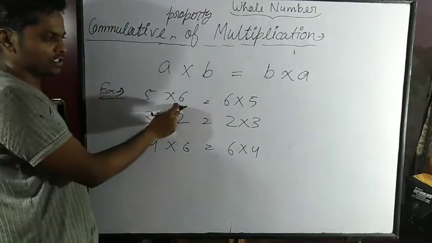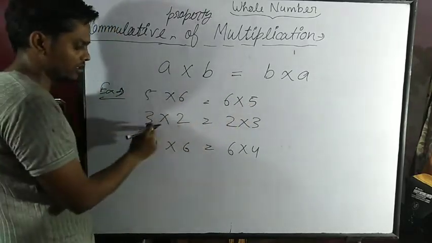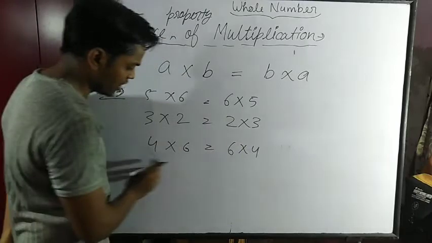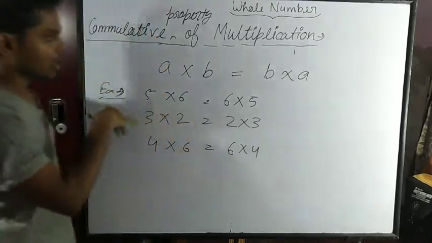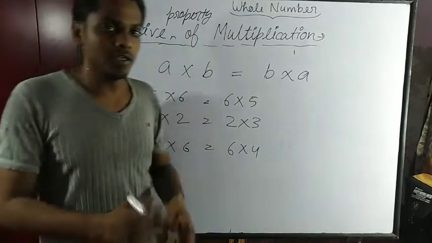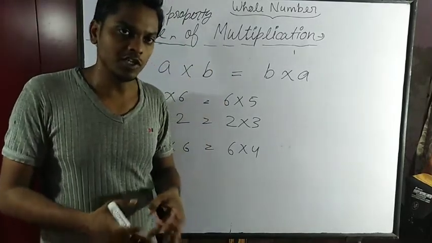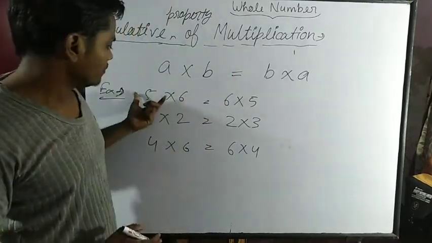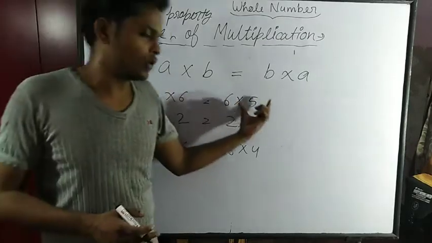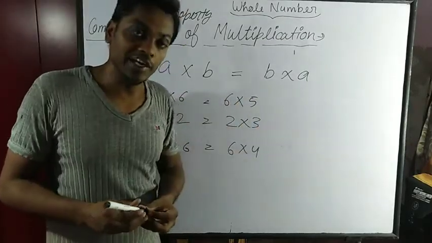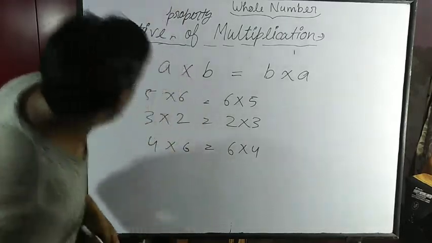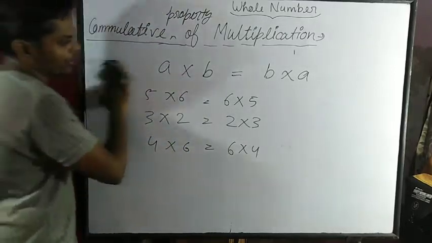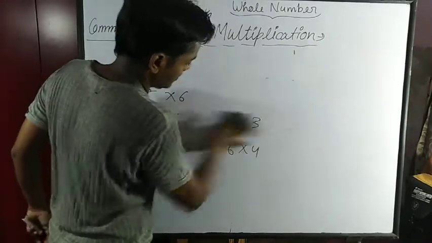5 into 6 is 30, 6 into 5 is 30. 3 into 2 is 6, 2 into 3 is 6. 4 into 6 is 24, and 6 into 4 is 24. So multiplication is commutative. LHS is always equal to RHS in any arrangement. There will be no change in the answer. Now we will see the next property of multiplication.